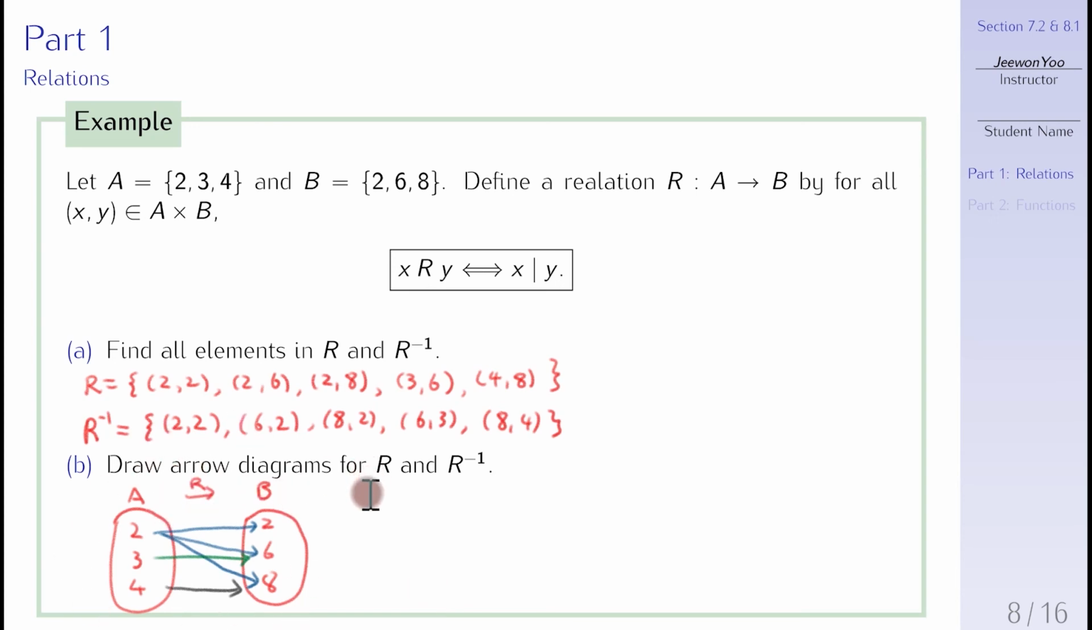Let's draw the R inverse quickly. It's going from B to A. Looks like 2 maps to 2 itself, and that's the only one starting from here. 6 maps to 2, 8 maps to 2, and then 6 maps to 3, and 8 maps to 4.